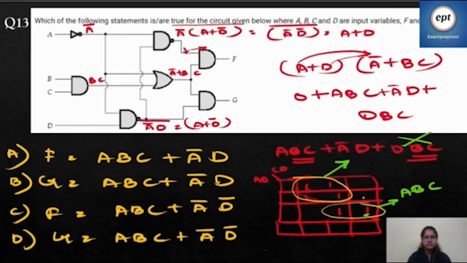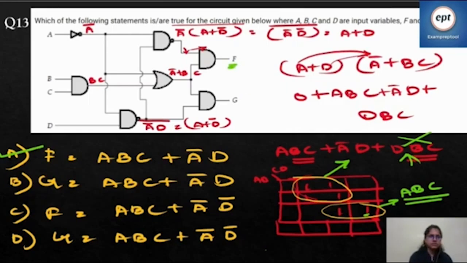So what we did, we took this horizontal one. The horizontal one will give us ABC, and this group of 4 will give us A bar D. So this is how you can eliminate this using K-map. Without using K-map, you cannot minimize this expression, because you will not be able to see the overlapping one. So the expression for F is ABC plus A bar D. So option A is correct. So F expression we got.